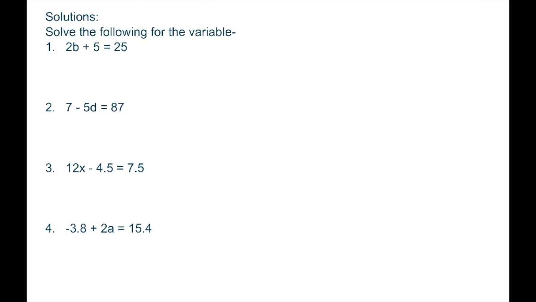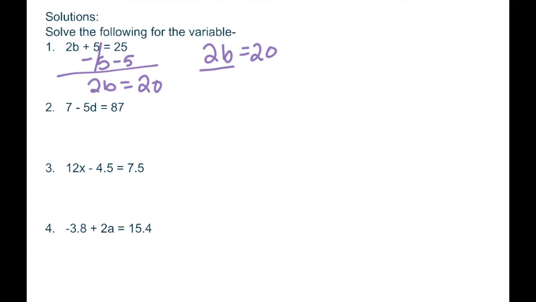All right, so let's start solving some two-step equations. For number 1, I've got 2b plus 5 equals 25. The first thing I want to do is move everything that doesn't have a variable to the same side. So I'm going to subtract 5 from both sides, and that leaves me with 2b is equal to 20. I want to divide by 2 on both sides. When I do that, I'm left with b is equal to 10.